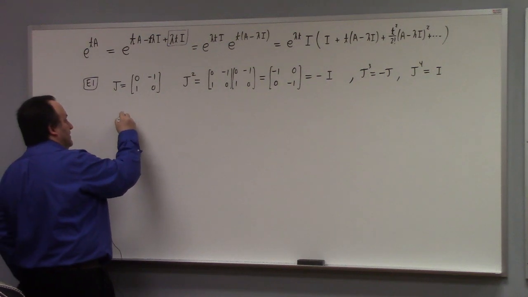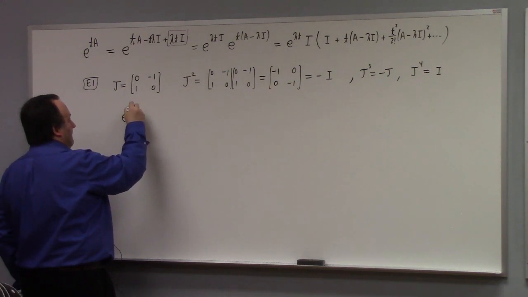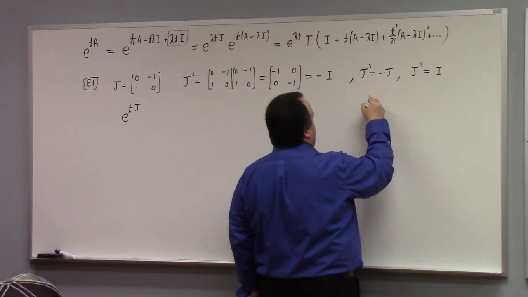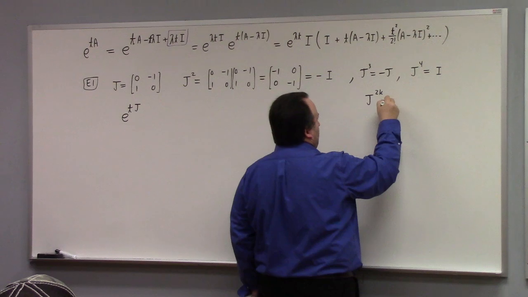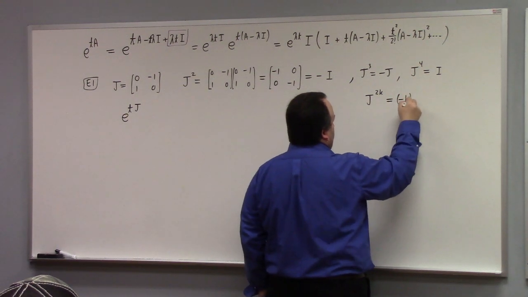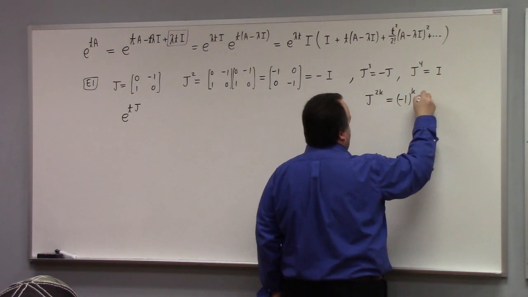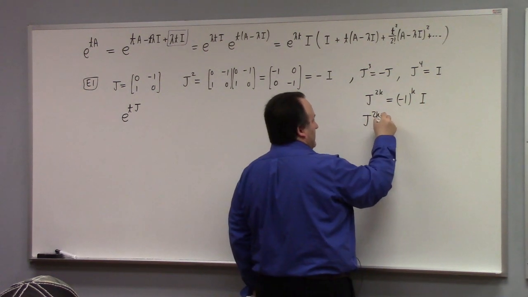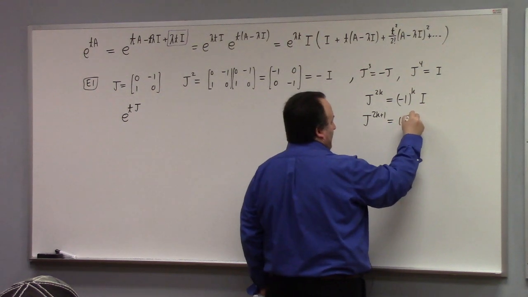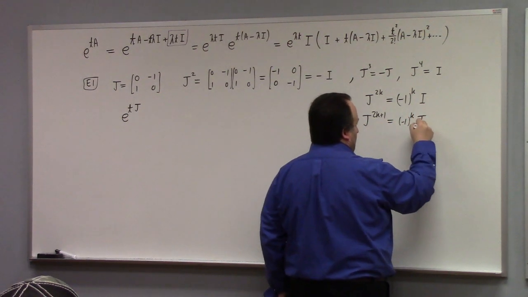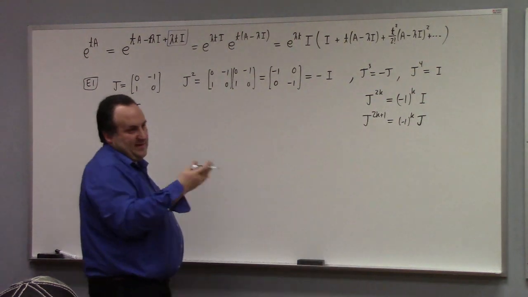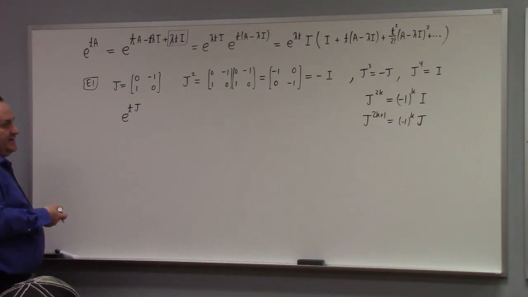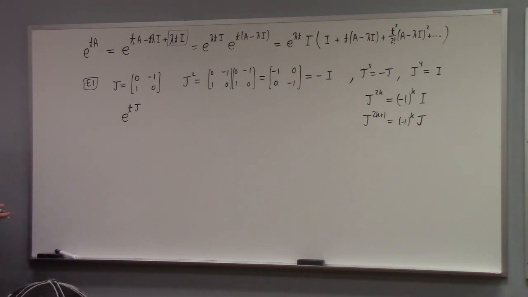What is e to the tJ? Let me point out that we could summarize two patterns here, which is that J to the power 2k is equal to minus 1 to the k times I, and J to the 2k plus 1 is equal to minus 1 to the k times J. All right, that's the pattern. For even powers, you get plus or minus the identity. For odd powers, you get plus or minus J.